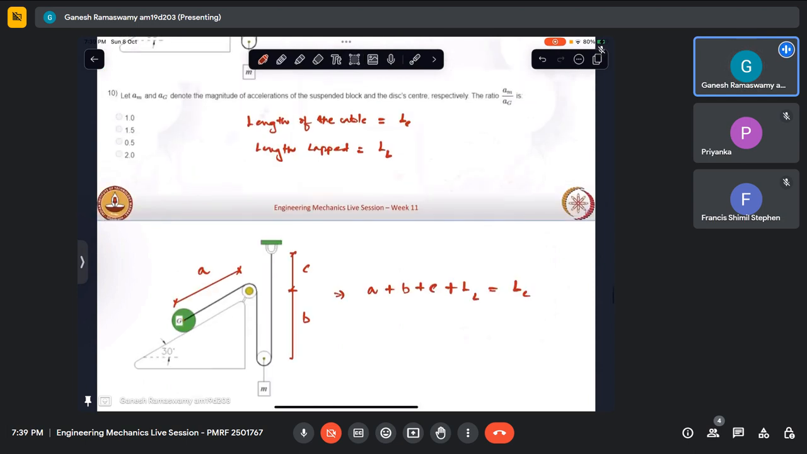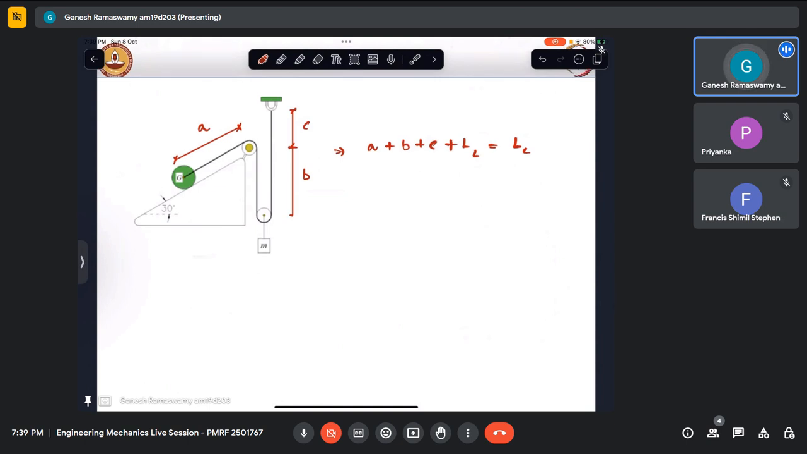LC. Okay, now I know that this distance doesn't change from here to here. Both these quantities are not moving, so C remains fixed. Similarly, L, the lap length also remains fixed, and the total length of the cable is same. In which case, it is 2B. Yes, sorry, 2B. Good catch. So A plus 2B plus C, thank you for that, plus LL is equal to LC.